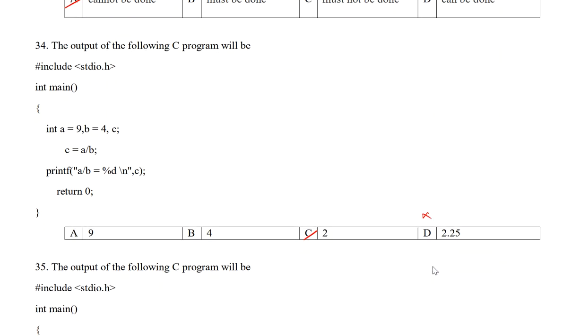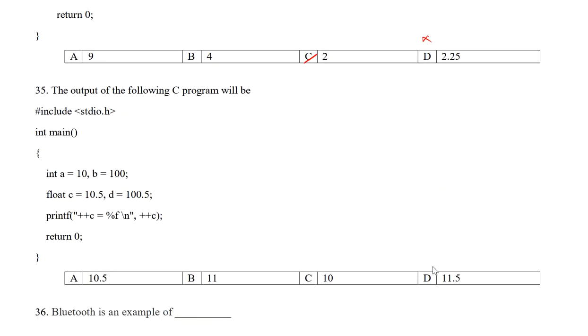So the answer is C here. Next one. The output of the following C program: include stdio.h, int main, a is equal to 10, b is equal to 100, and float c is equal to 10.5, d is equal to 100.5. So printf of ++c means increase the value of 10.5 by 1. Now it's going to be 11.5, so it's going to print that value. So the answer is D here.